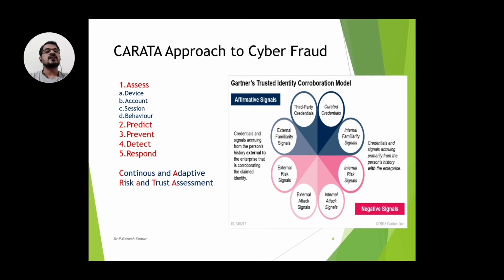For example, in the Gartner Trusted Identity Cooperation Model, there are two major signals: affirmative signals and negative signals. In the affirmative signals, at the top you see third-party credentials, curated credentials, and external fragility signals. These come under the affirmative signals category. Whereas in the negative signals, there are external risk signals, so if any other signals or behaviors are coming externally, or external attack signals, or internal attack signals, or internal risk signals.